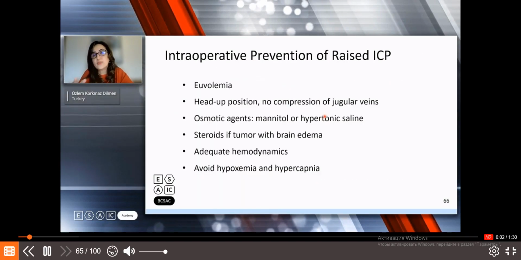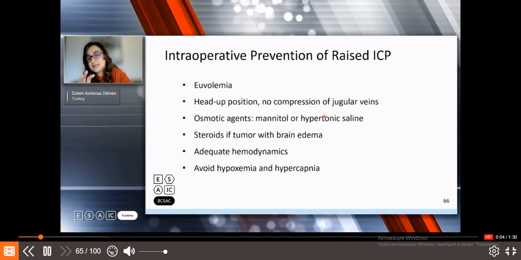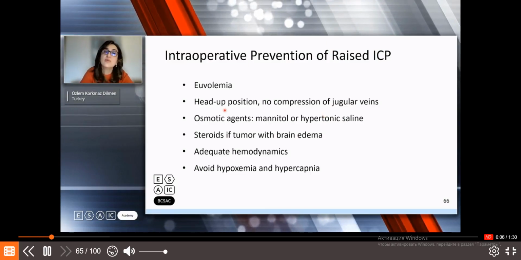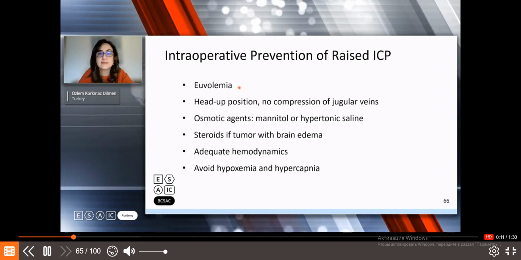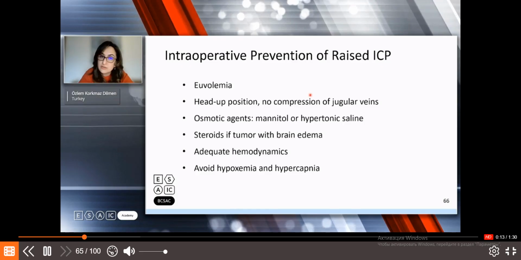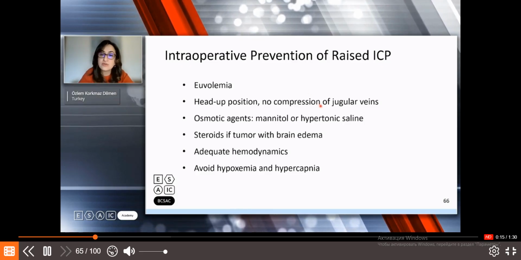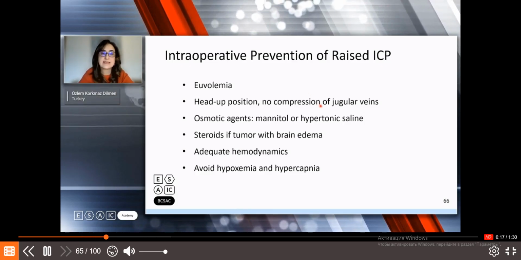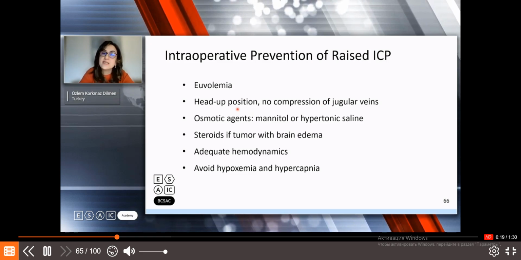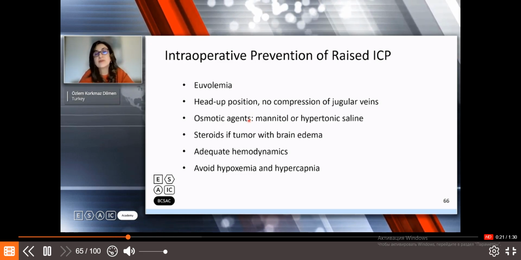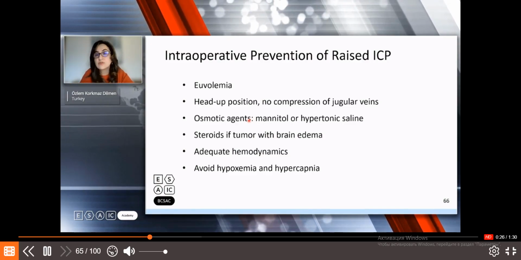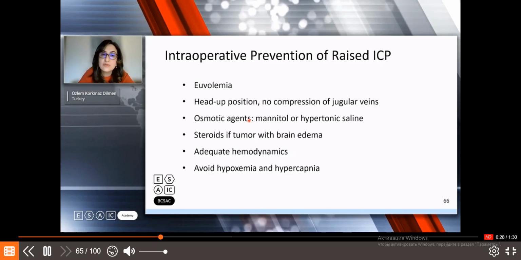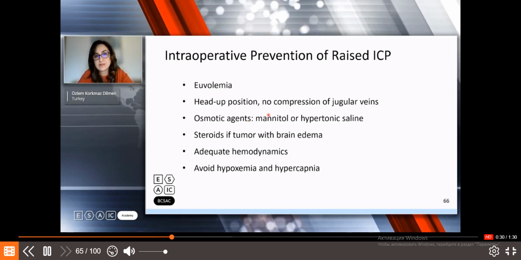During the intraoperative period, to prevent elevated ICP, euvolemia should be sustained. Head-up position is important. No compression of jugular veins should be sustained. And if there is an elevated ICP, or if tumors or hematomas are undergoing surgery, you may administer osmotic agents.